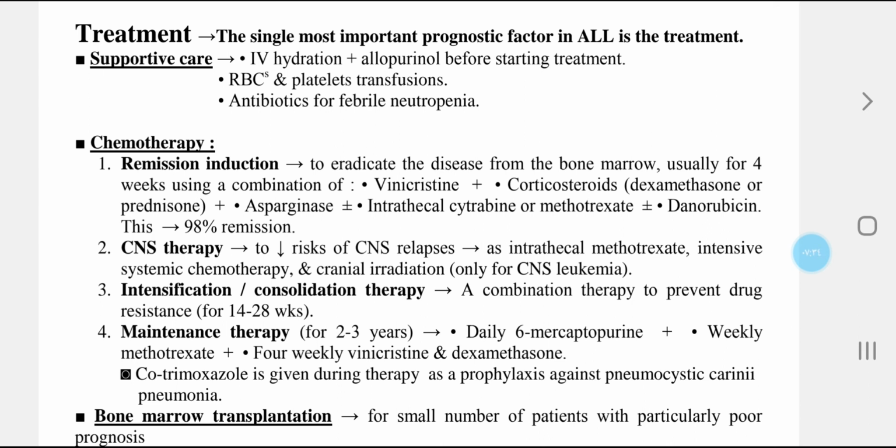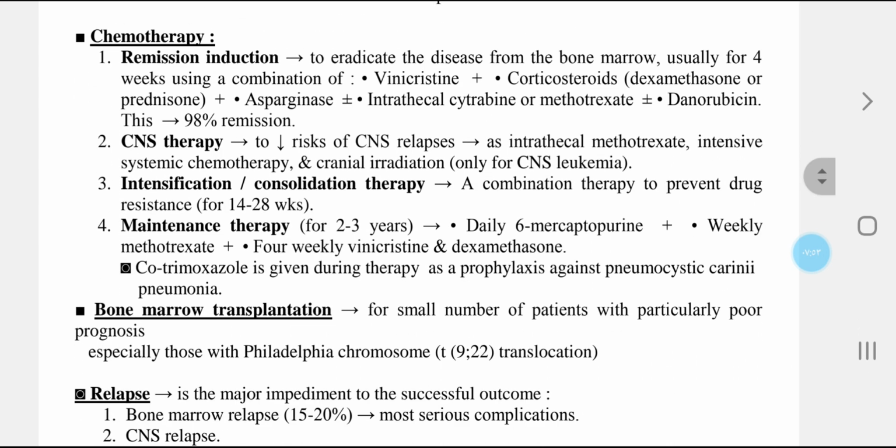Fourth is maintenance therapy for 2 to 3 years as daily 6-mercaptopurine plus weekly methotrexate plus 4 weekly vincristine and dexamethasone. Cotrimoxazole is given during therapy as a prophylaxis against pneumocystis pneumonia. Bone marrow transplantation for small number of patients with particularly poor prognosis, especially those with Philadelphia chromosome when there is translocation between chromosome 9 and 22.